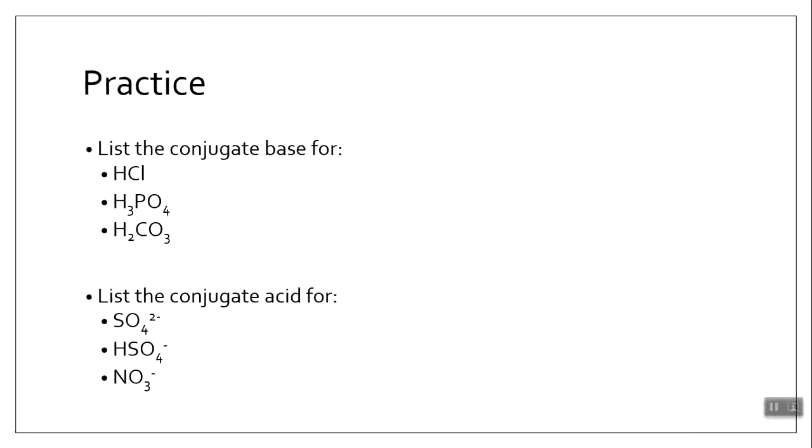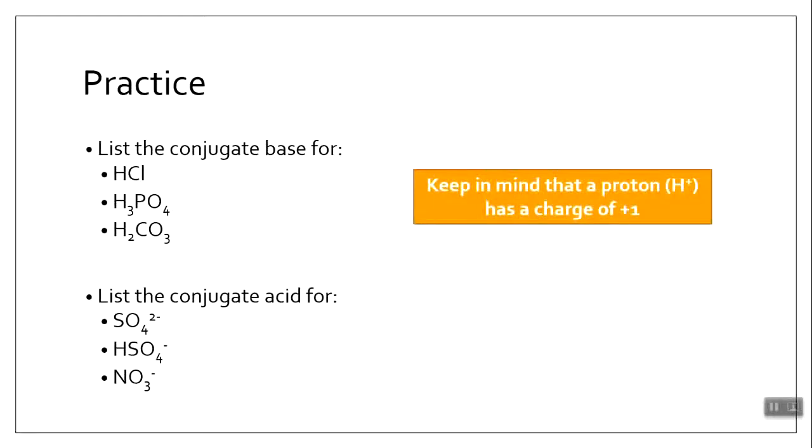Let's take a look at these practice problems. List the conjugate base for HCl. So remember, conjugate base means the species after it has lost the proton, okay? Because remember, acids want to donate their protons, donate an H+, okay? And so keep in mind that a hydrogen ion has a charge of +1, okay? So you have to keep that in mind for the overall charge. So for HCl, if it loses that hydrogen ion, what's going to happen? You're left with chlorine, and the overall charge is -1.